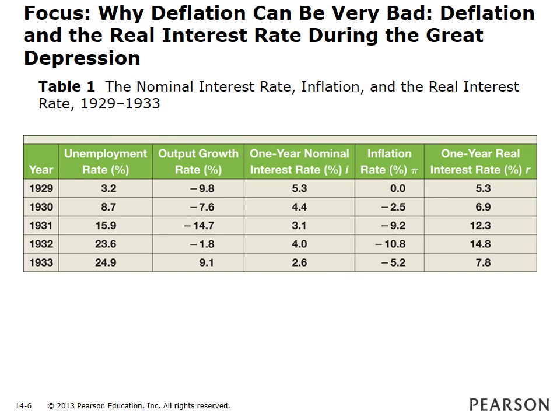Table 1 depicts why deflation can be very bad. From 1929 to 1931, the nominal interest rate fell from 5.3% to 3.1%. Because of deflation, the inflation rate went from 0% to negative 9.2%. The real interest rate thus went up from 5.3% to 12.3%, increasing the cost of borrowing and hurting the economy.